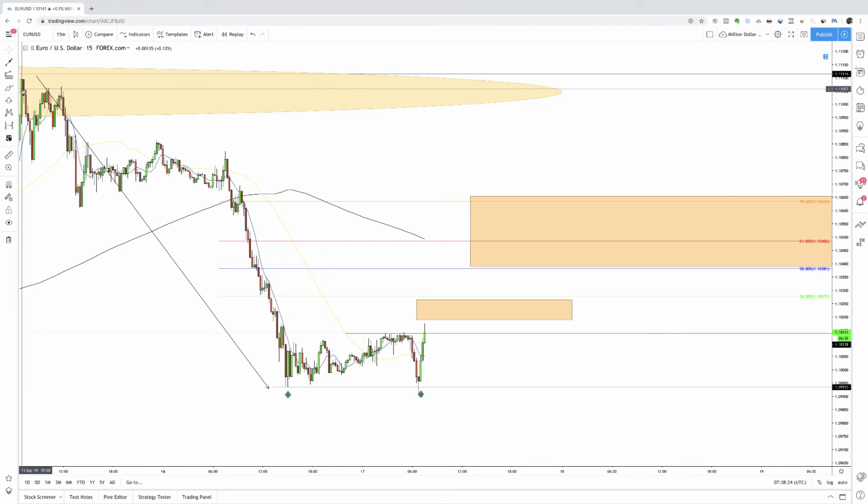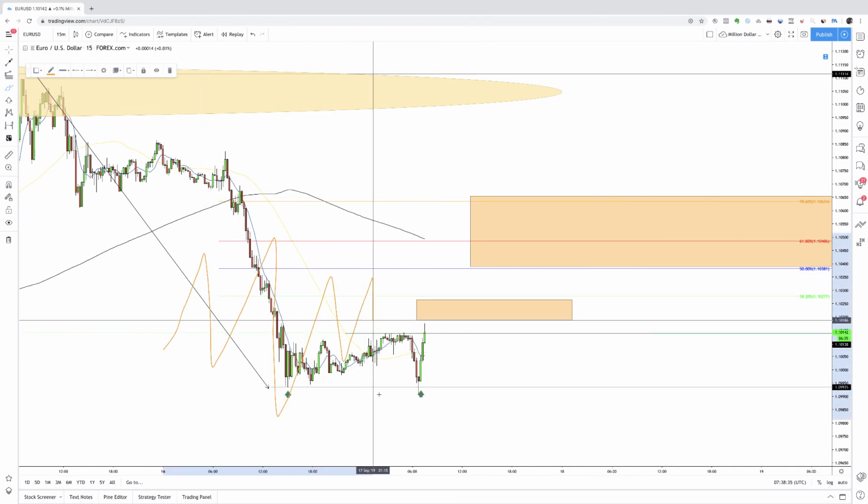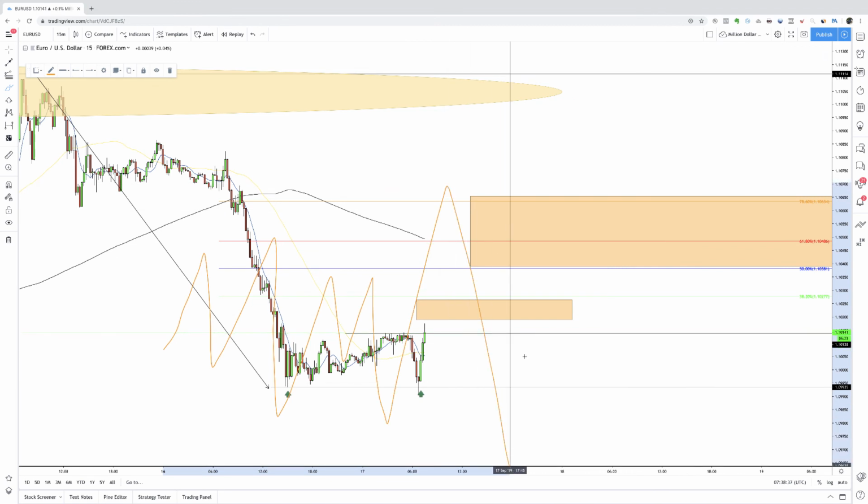Consolidating is what we're doing now. Consolidating is what the market does when it's not trending. You see it all the time. Consolidating is just when the market's going up, down, up, down, up, down before it takes off. That's consolidating.